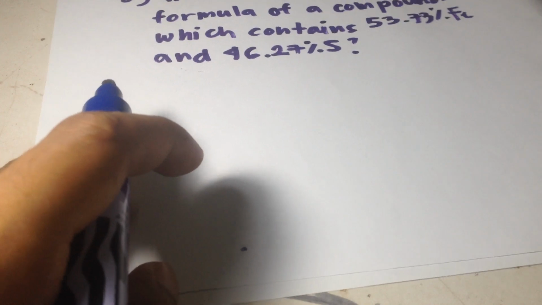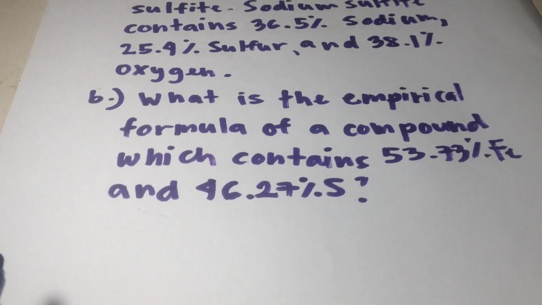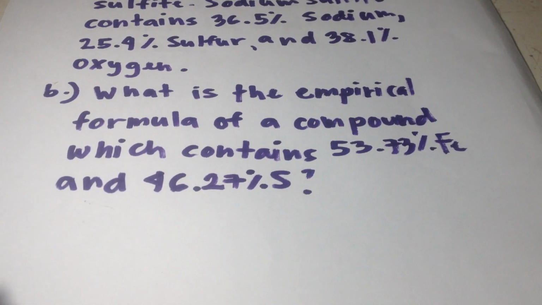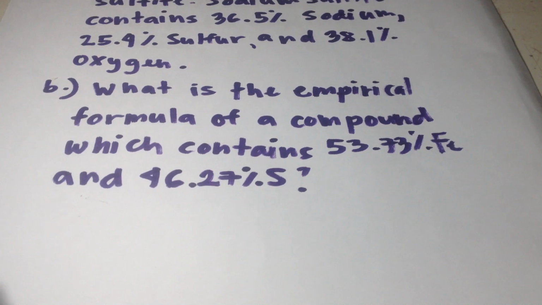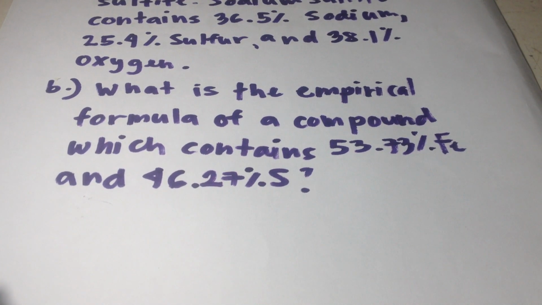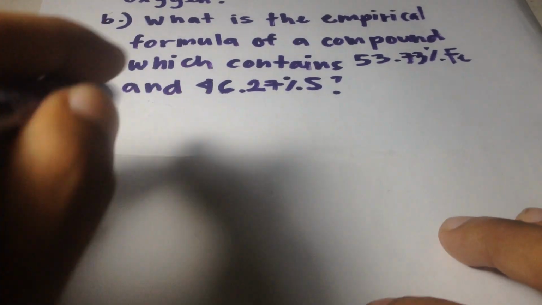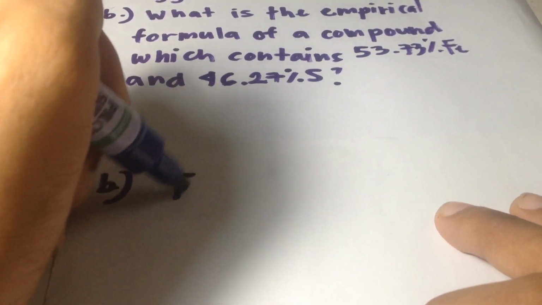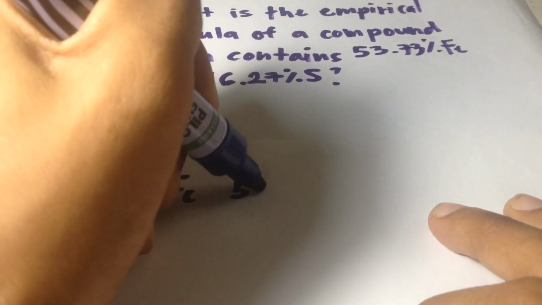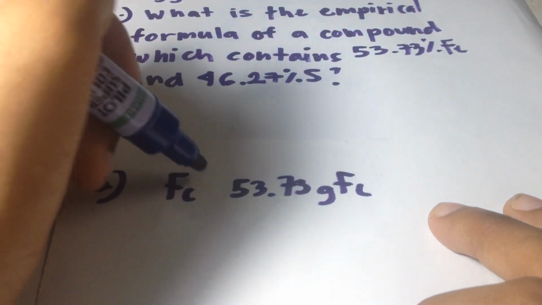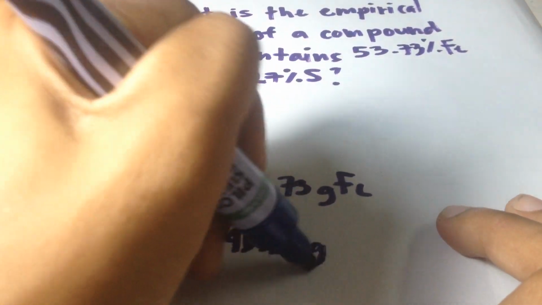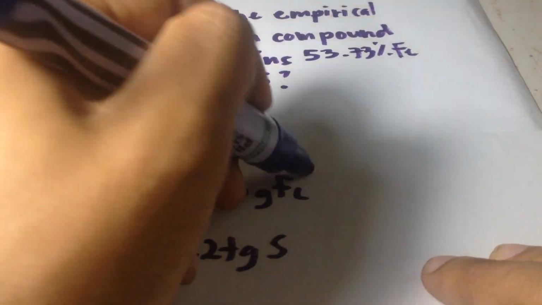So how about in letter B? In letter B, what is the empirical formula of this compound, which contains 53.73% of iron and 46.27% of sulfur? So let's begin. This is letter B. So in iron, they have 53.73 grams of iron. And how about in sulfur? Sulfur has 46.27 grams of sulfur.